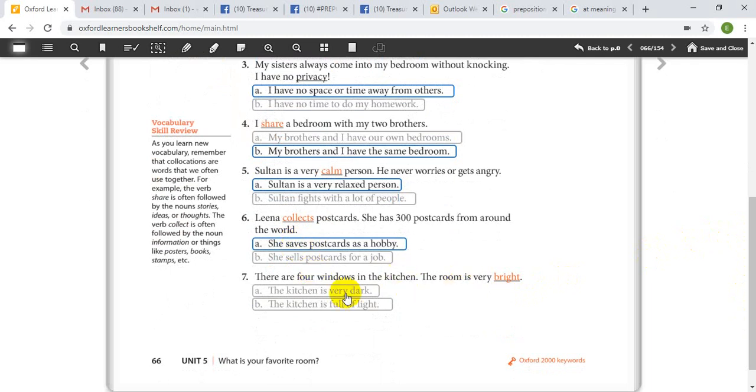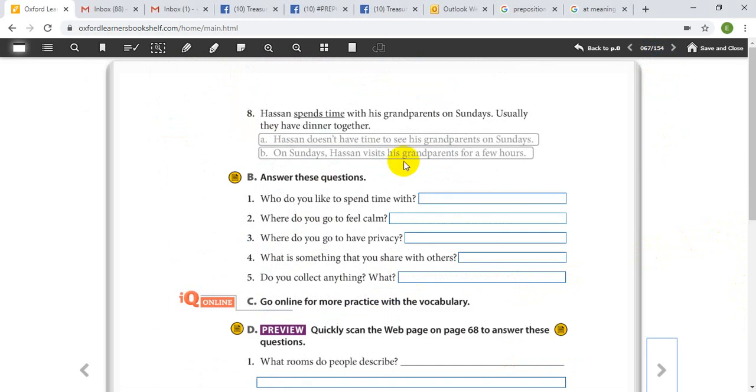Number 7, the room is very bright, full of light. And there is one more, number 8. Hassan spends time with his grandparents on Sunday. Usually they have dinner together. So it is visit his grandparents for a few hours.